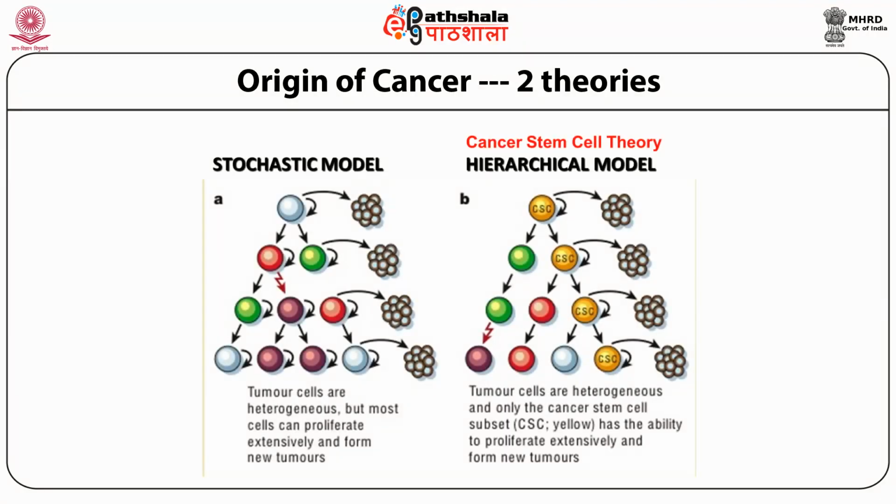Now let us understand the origin of the cancer on the basis of the two popular theories. The two popular theories are the stochastic model and the hierarchical model. As was explained in the previous slide, as per the stochastic model, each cell has a potency to divide uncontrollably and can give rise to a distinct population of uncontrolled growth mass or the tumor. In the stochastic model, most of the time the tumor cells are heterogeneous and they can proliferate extensively.